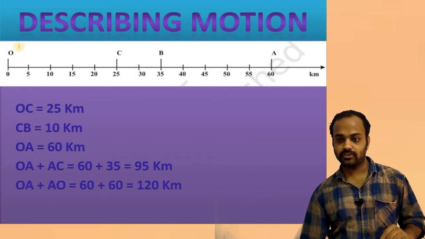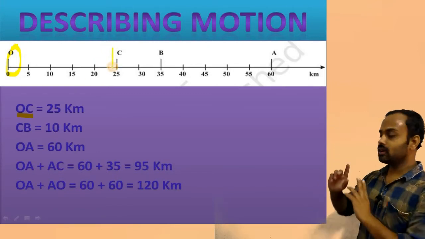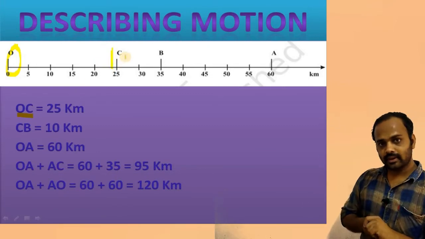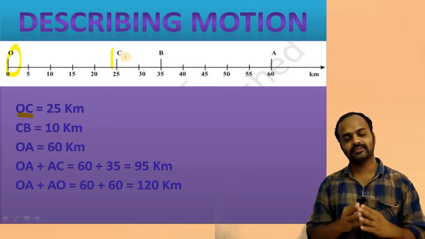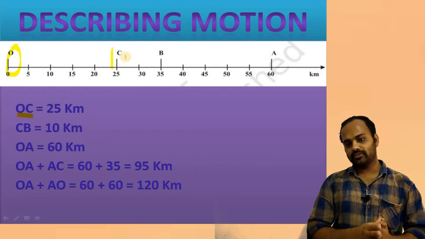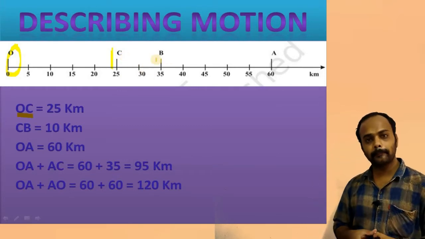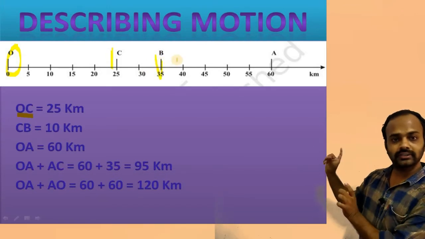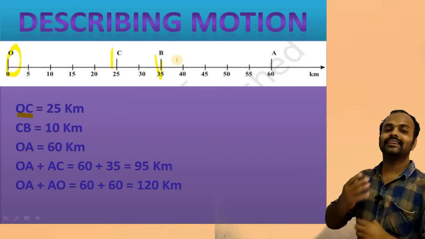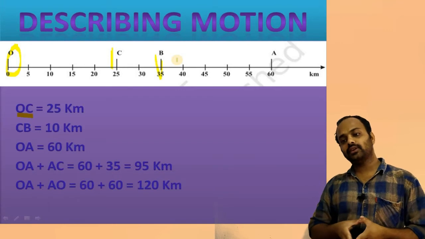We move from O to C. You covered a distance of 25 kilometer. Then you move C to B. C to B, what is the distance there? C to B, 25 to 35. What is the distance 25 to 35? That is 10 kilometer. You moved a distance of 10 kilometer.